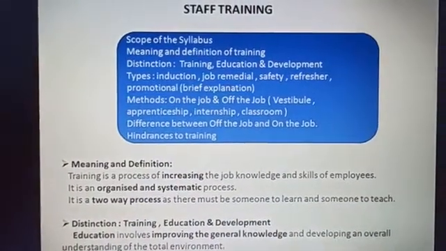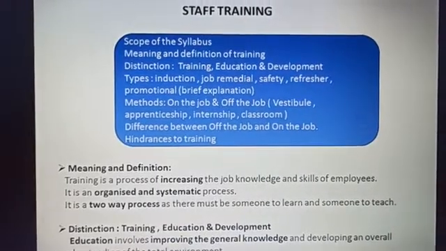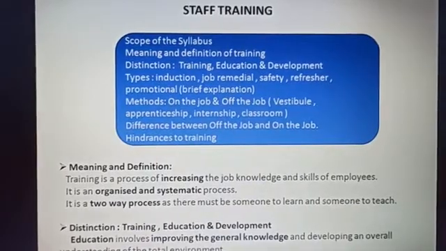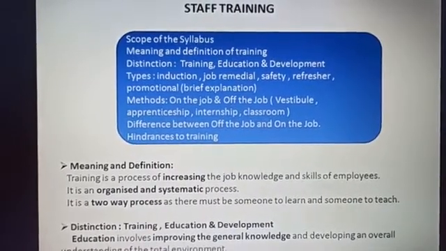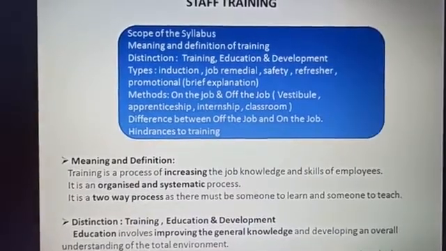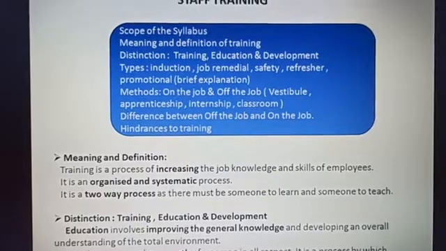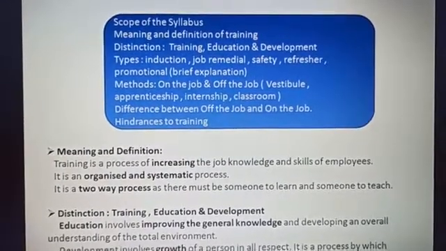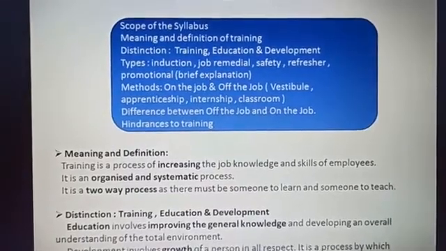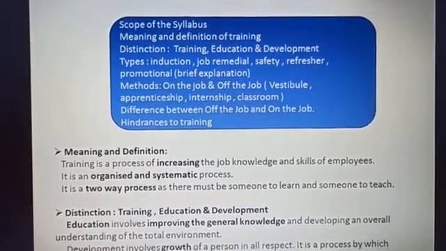We move to the next chapter, that is staff training. Before we proceed with staff training, let us look at the scope of syllabus for staff training. We have meaning and definition of training. We have distinction between training, education and development. Types of training, that is induction, job, remedial, safety, refresher, promotional.